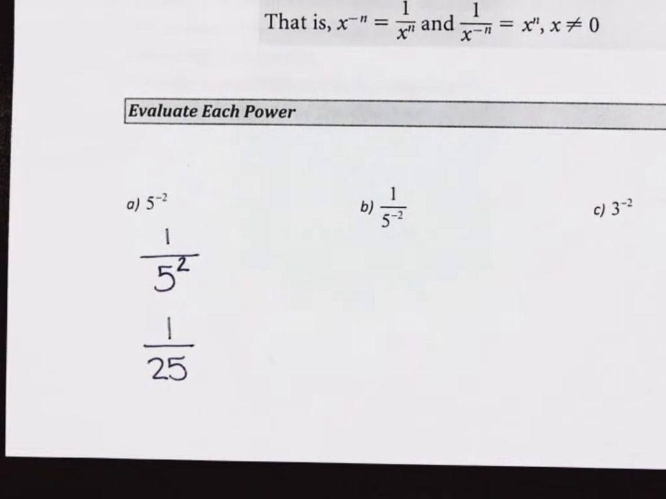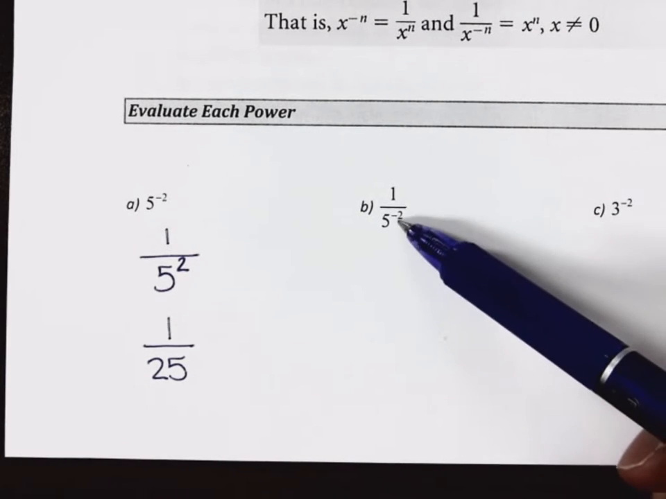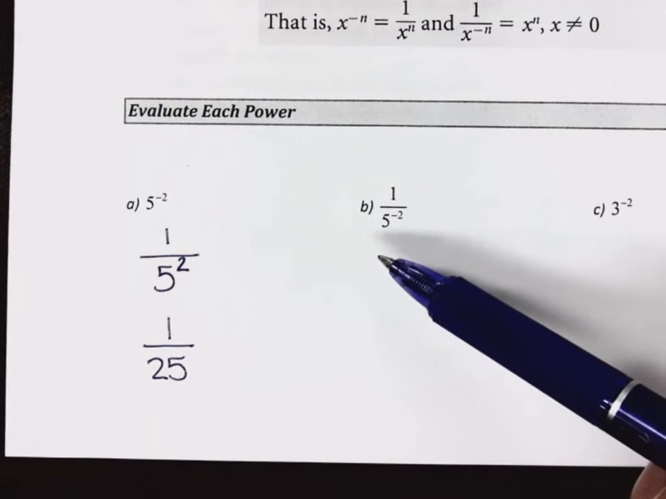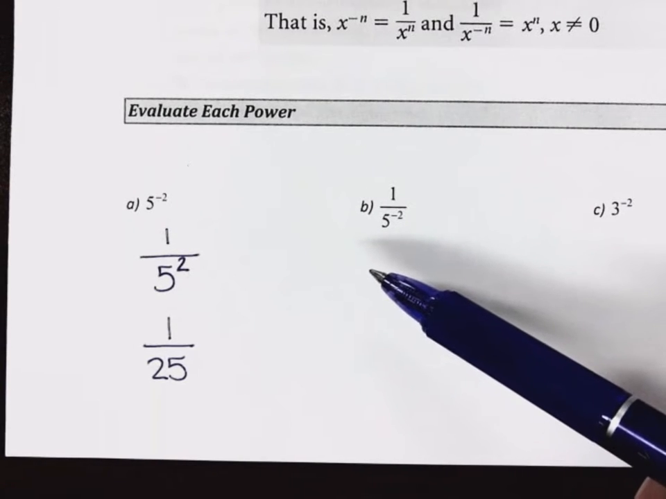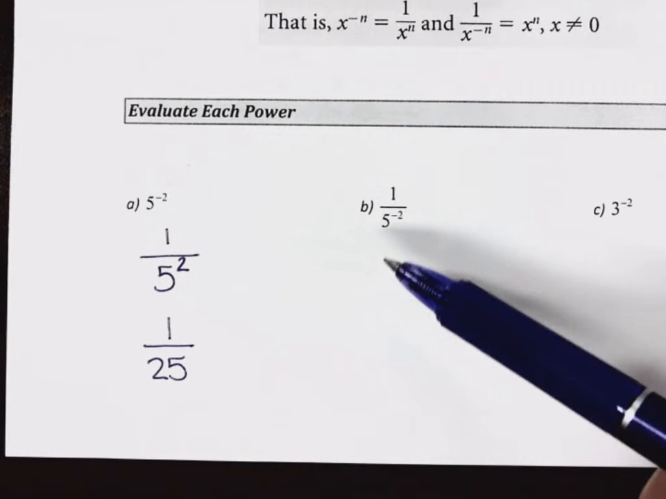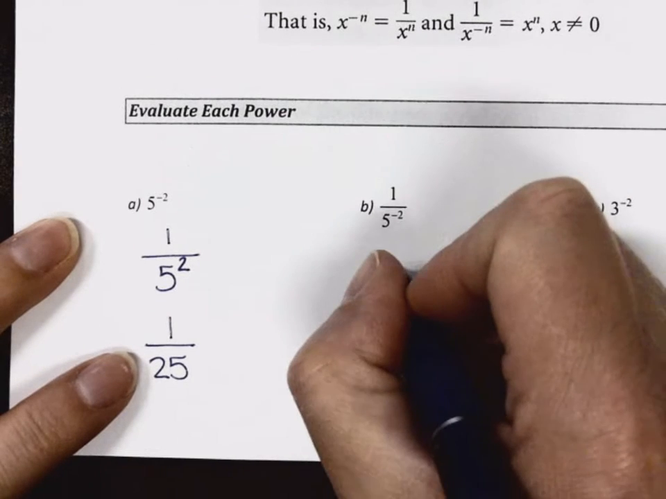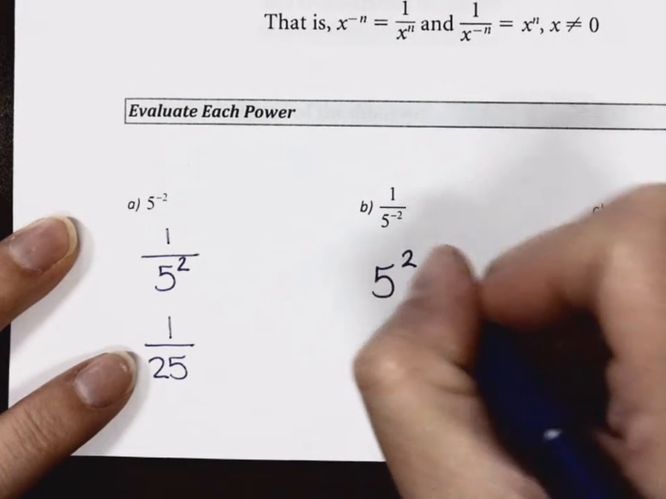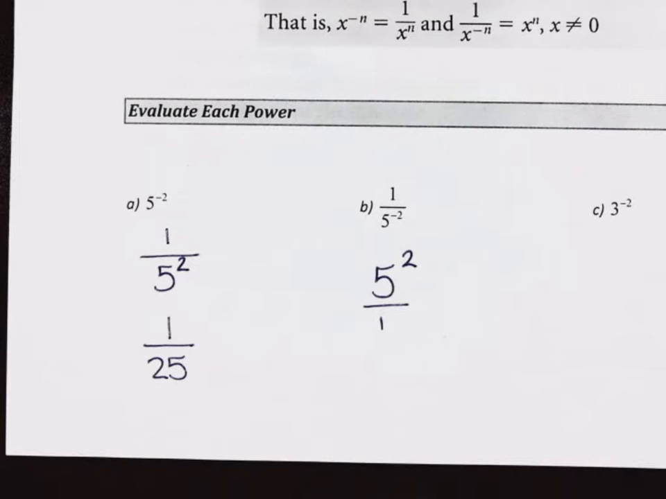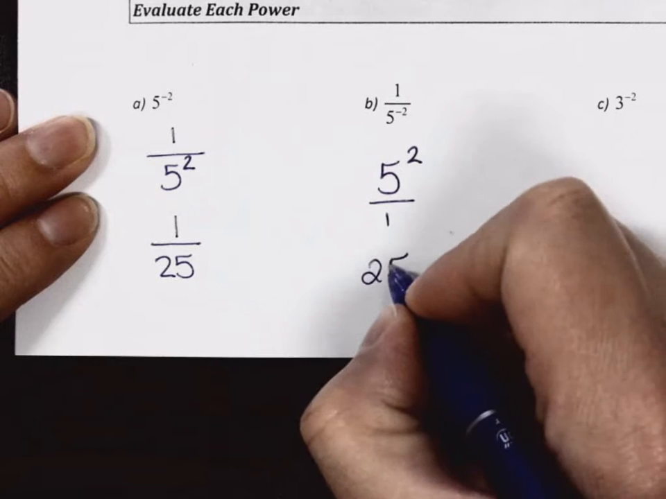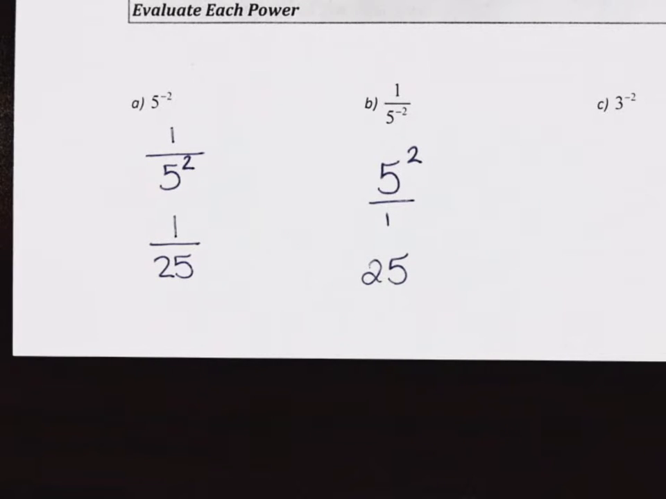All right, so if it is a negative 2 and it's on the bottom, where is it going to move? You're going to flip it. If it's on the bottom, it's going to flip to the top, right? So the reciprocal of 1/5 is going to be a positive 5. So that's going to be 5 squared. And that'd be over 1, but I don't need to write the over 1 part. And that's going to be a positive 25.